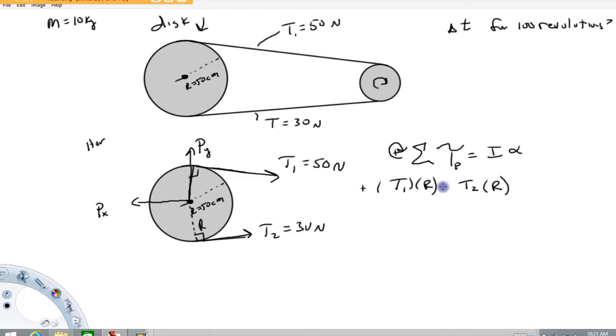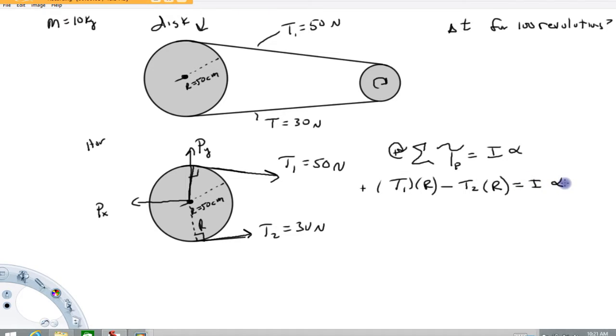And that torque term is negative because I'm summing torques about the pin. I've called clockwise positive, and this tension makes this thing want to rotate counterclockwise, right? Which is the opposite of what I'm calling positive. So this expression represents the net torque about the pin. And by Newton's second law of rotation, that has to equal I alpha.